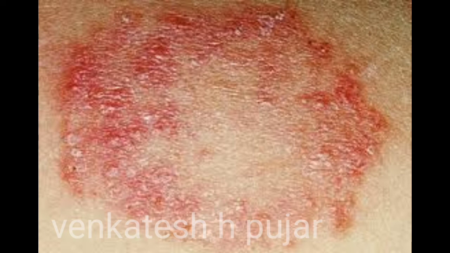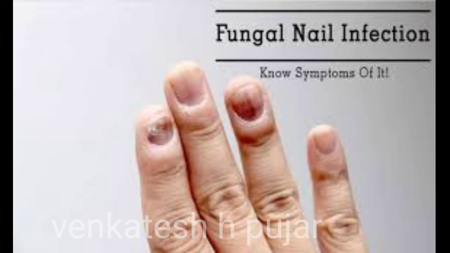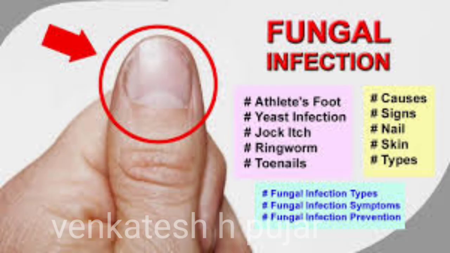Next is people who have very poor hygiene. Next is people who have a depressed immune system because of disease or the medicine they take. Next is people who don't have good nutrition, who are at more risk for tinea infection.